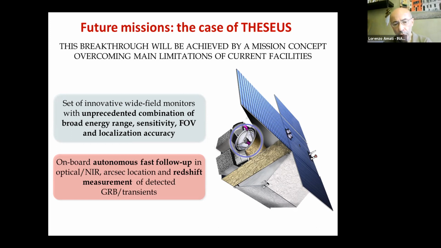And you need to improve substantially, so as to reduce the current inefficiency in the process leading to the detection, localization, and redshift measurement of this near infrared afterglow. The idea, of course, is to put a near infrared telescope directly on board and give the spacecraft the capability of autonomously following, so pointing in a few tens of seconds or a few minutes, this telescope in the direction of the gamma ray burst provided by the monitors.